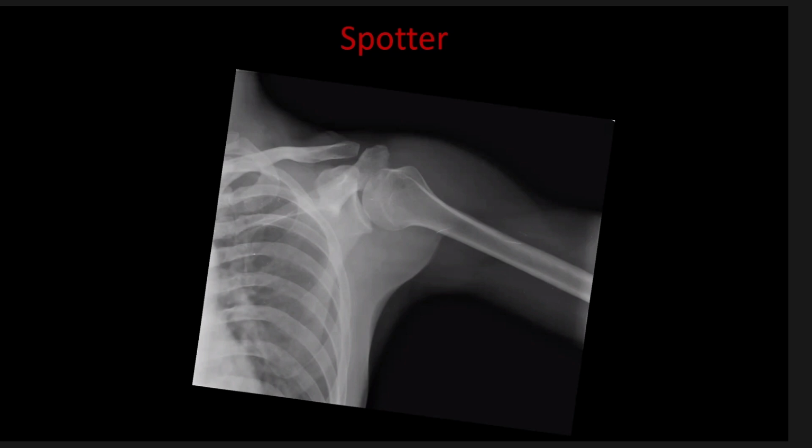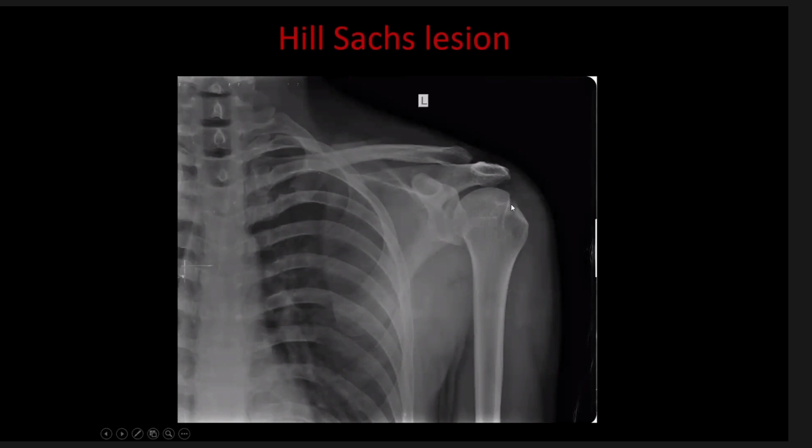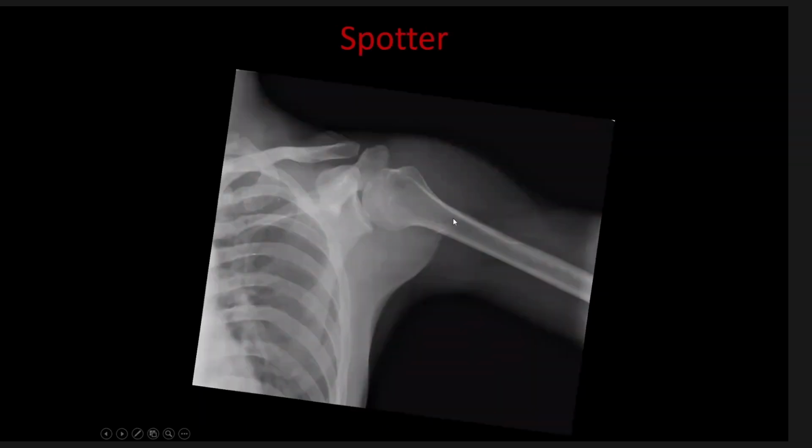Another spotter. I think not many candidates are able to pick the finding. Now let's see here. Classical. Someone wrote pneumothorax. No, no pneumothorax. See, step-like defect in the posterolateral aspect of the humeral head. Step-like defect, Hill-Sachs lesion. Now go back here.